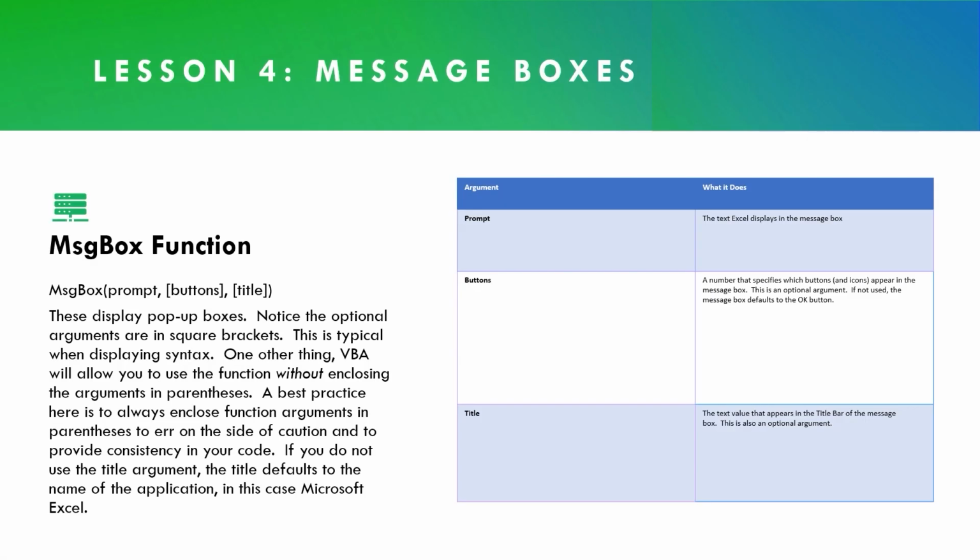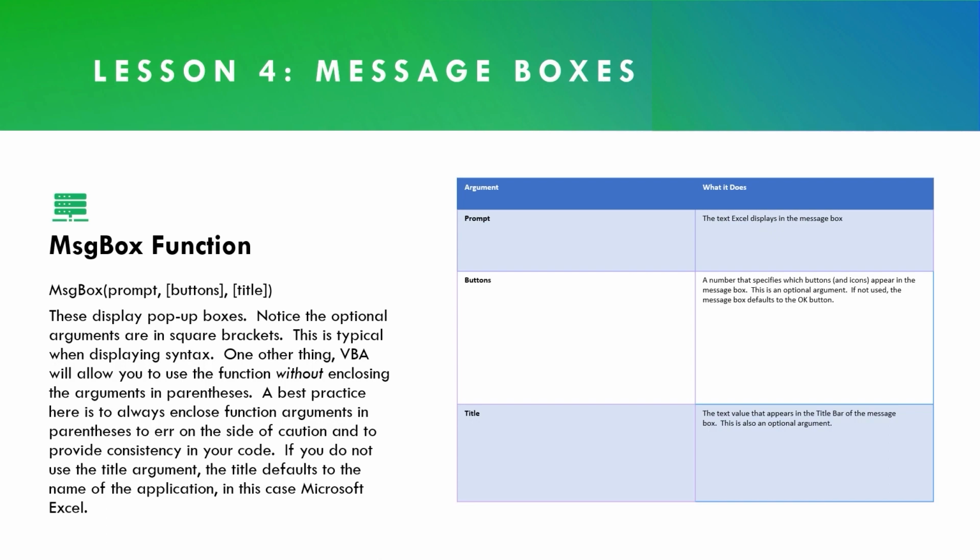We're going to get ready to use message boxes and input boxes. But before we do so, here is some important information you need to know about them. Both are functions. The MsgBox function has 3 arguments: a prompt, buttons, and title. Buttons and title are in square brackets because they're optional arguments. You can just get away with the prompt. And these display pop-up boxes on top of the spreadsheet.